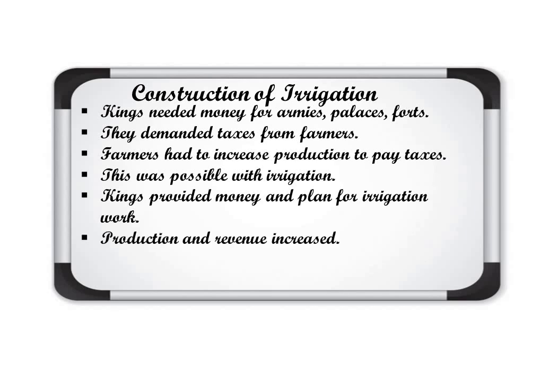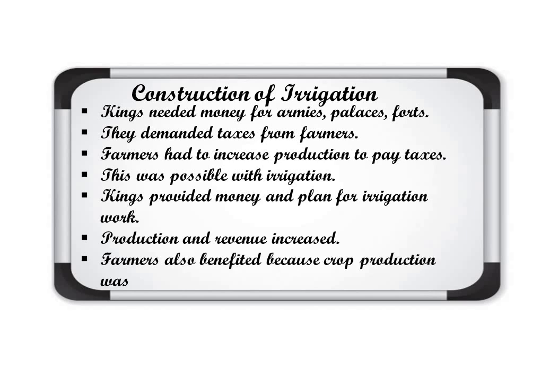Production and revenue increased. Due to the use of irrigation, the production of the crops increased, and the revenue, the money that the farmers and the rulers were getting, also increased. Farmers also benefited because crop production was more. So both were getting benefits from the construction of irrigation. This is all about irrigation, how it was used by the farmers, and how the kings or the rulers were helping the farmers so as to get more and more taxes.